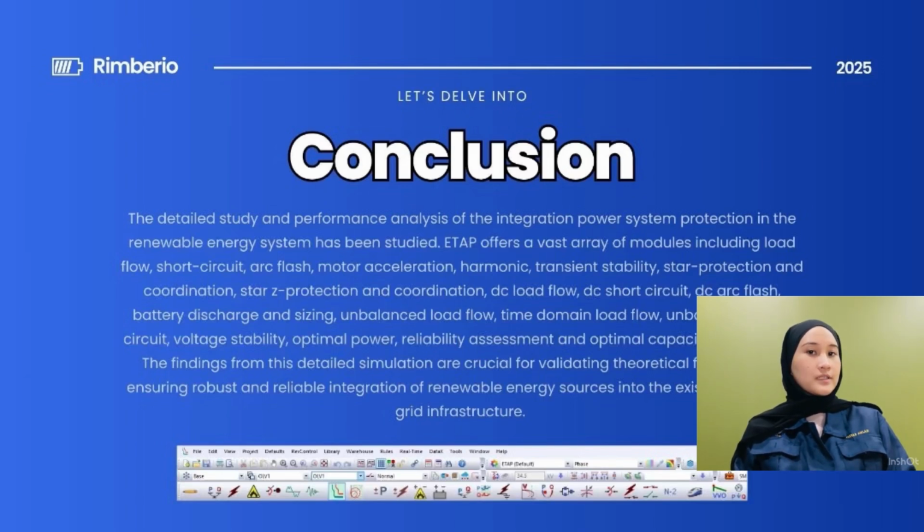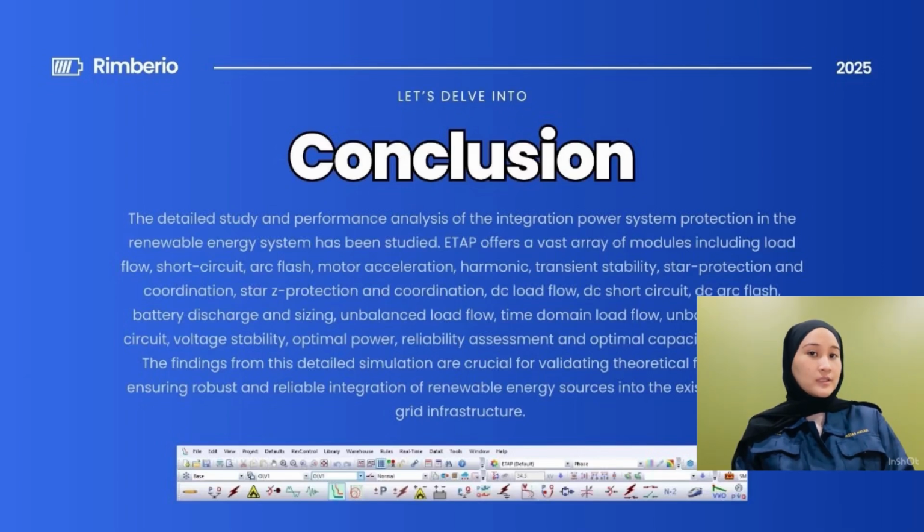ETAP offers a vast array of modules including load flow, short circuit, arc flash, motor acceleration, harmonic, transient stability, Star protection and coordination, Star Z protection and coordination, DC load flow, DC short circuit, DC arc flash, battery discharge and sizing, unbalanced load flow, time domain load flow, unbalanced short circuit, voltage stability, optimal power flow, reliability assessment, and lastly, optimal capacitor placement.